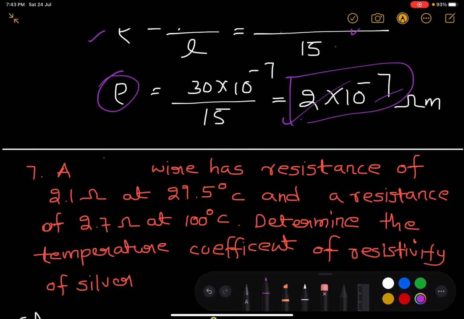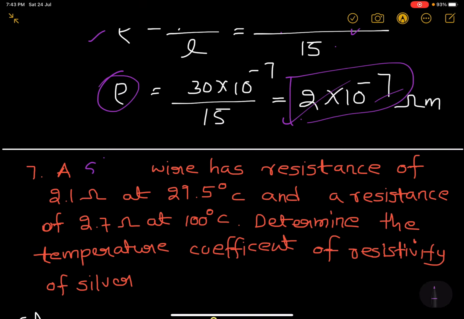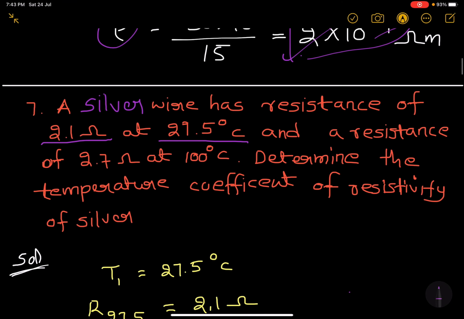It is the seventh question. A silver wire has a resistance of 2.1 ohms at 27.5 centigrade and a resistance of 2.7 ohms at 100 centigrade. Determine the temperature coefficient of resistivity of the silver wire.